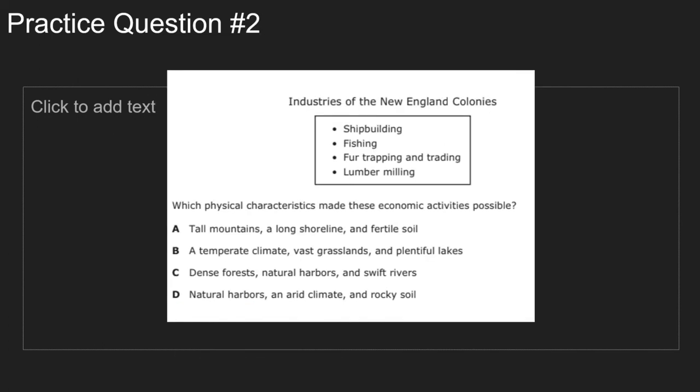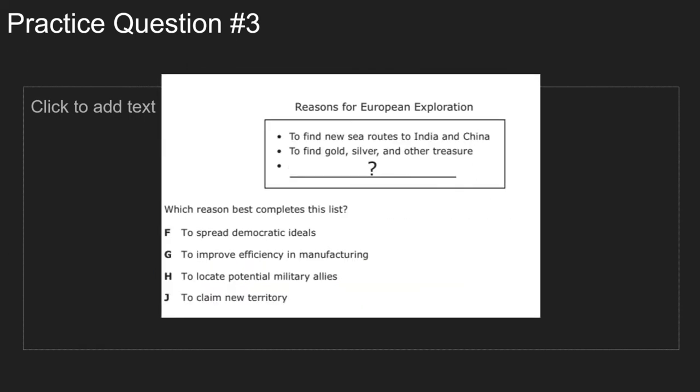All right, next question. Industries of the New England colonies. Shipbuilding, fishing, fur trapping and trading, lumber milling. Which physical characteristics made these economic activities possible? Press pause. Here's the answer. Dense forest, natural harbors, and swift rivers. All physical characteristics of New England that allowed for these industries to take place.